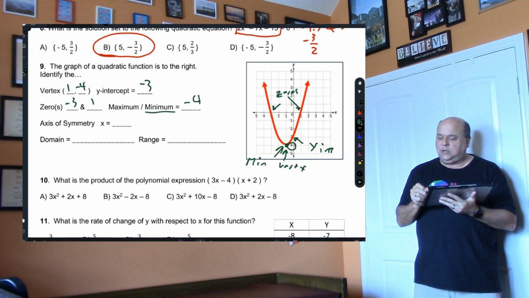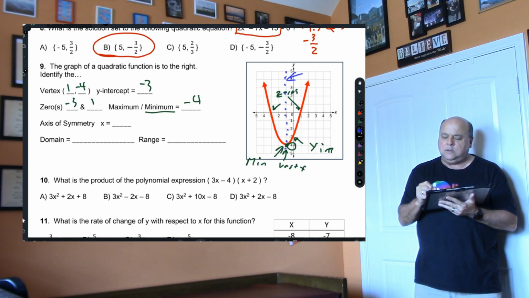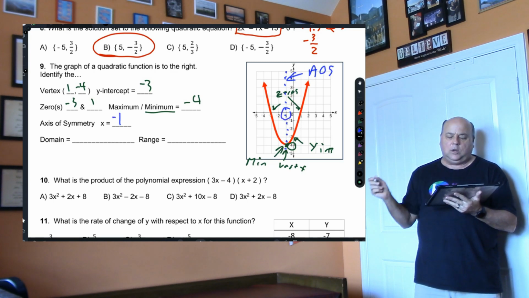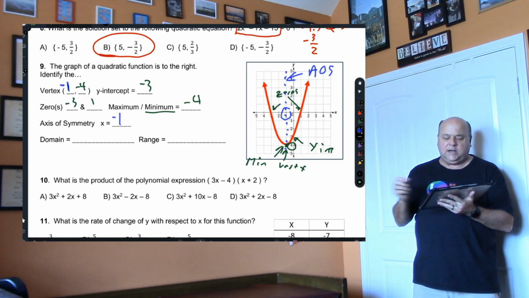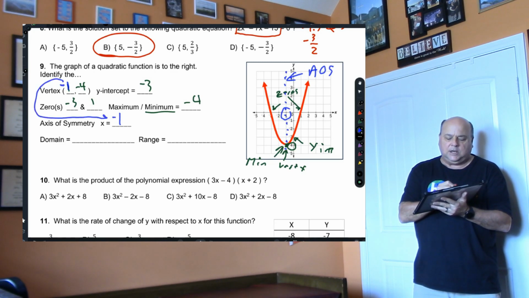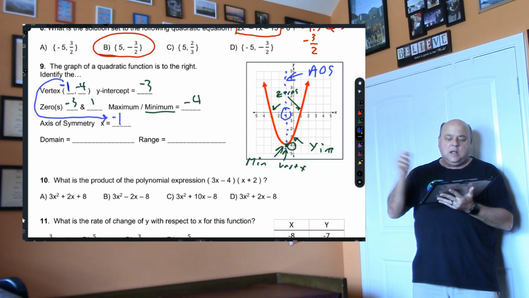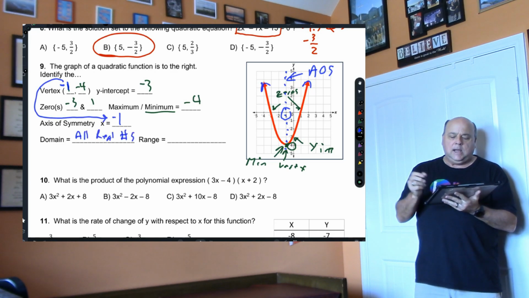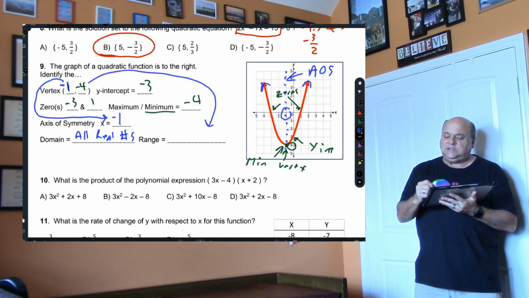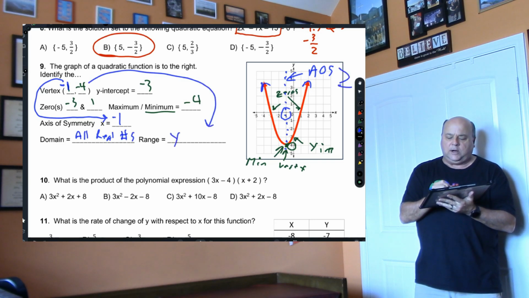The axis of symmetry is the dotted line that goes through the vertex. And notice it crosses the x at negative 1, so it's x equals negative 1. And the vertex should be negative 1 also. Sorry about that. Negative 1, negative 4. Notice this number is going to go to your axis of symmetry. The domain, if it has arrow tips, your domain's always all real numbers. And then the range gets this number. Since the graph goes up, we're going to use greater than, y greater than or equal to negative 4.